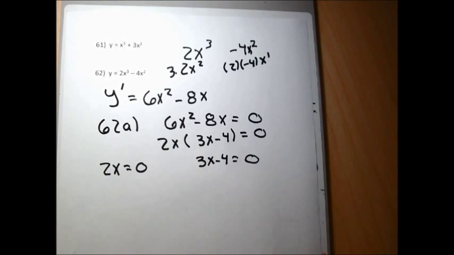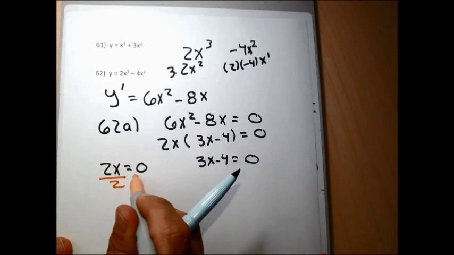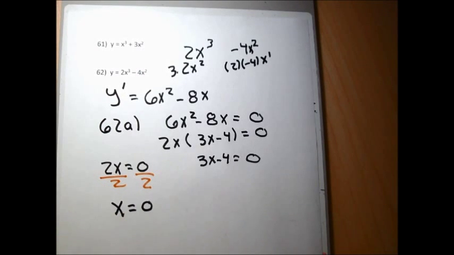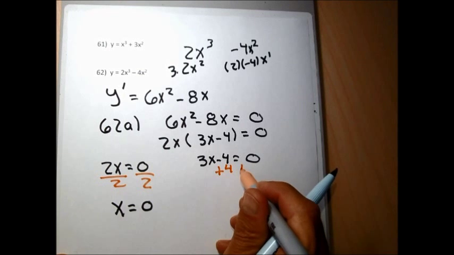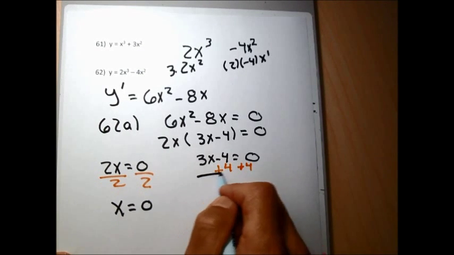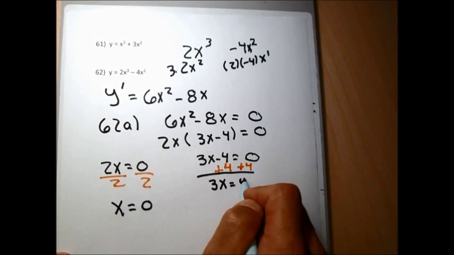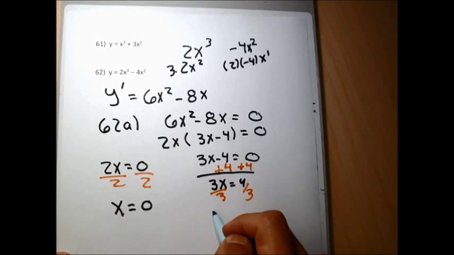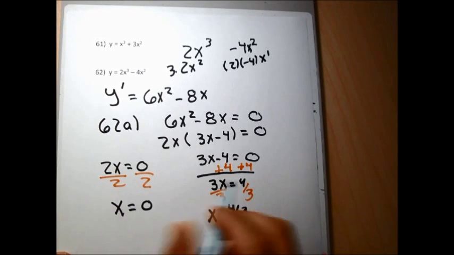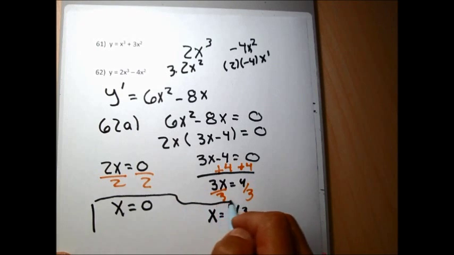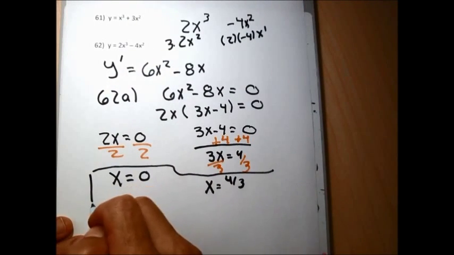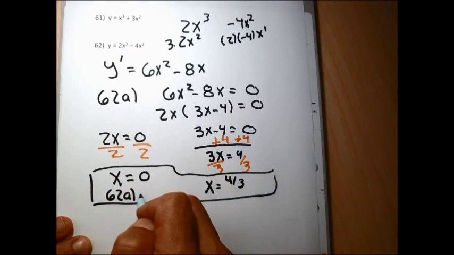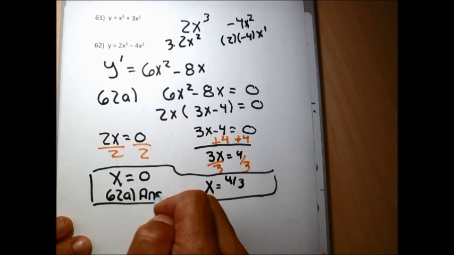For the 2x equal to 0, I'm going to divide both sides by 2, and I'm going to get x equal to 0. For the 3x minus 4 equal to 0, I'm going to add 4 to both sides and get 3x equal to 4, and then divide by 3 and get x equal to 4/3. So my answer to 62a, the values of x where there are horizontal tangents, are x equals 0 and x equals 4/3.